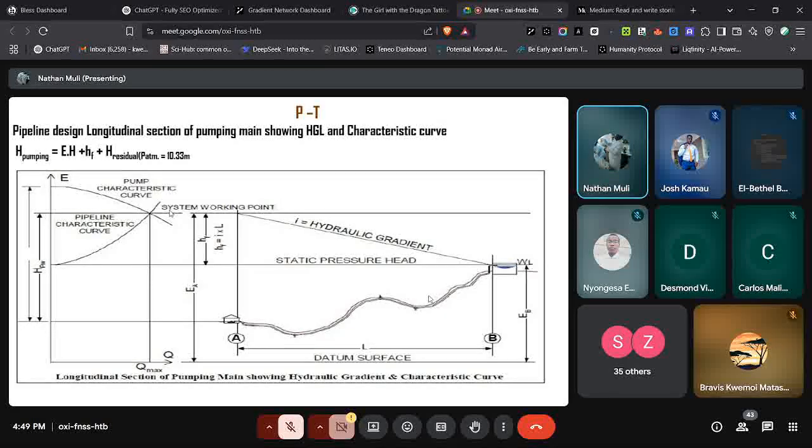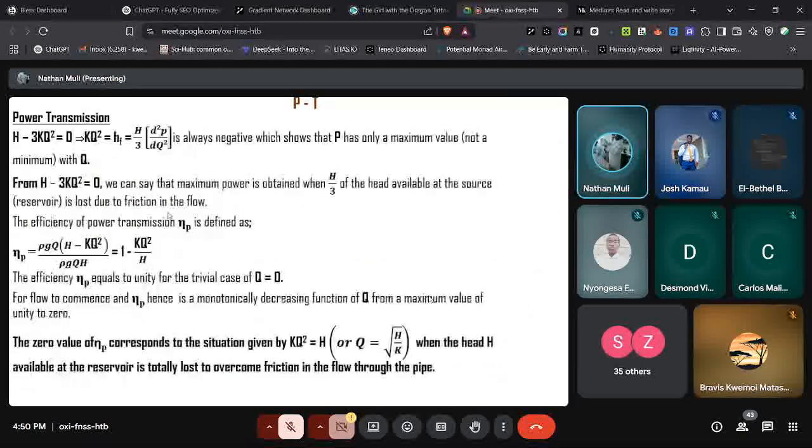Otherwise, talking of pumping head, Mercy Mumbi, you are talking of that elevation head plus the friction losses, plus what I told you, H residual. And I told you H residual in practice should be equivalent to the atmospheric pressure at sea level, 10.33. That is what we normally had. Then you can get your pumping head. That is now when you reverse what we have here.